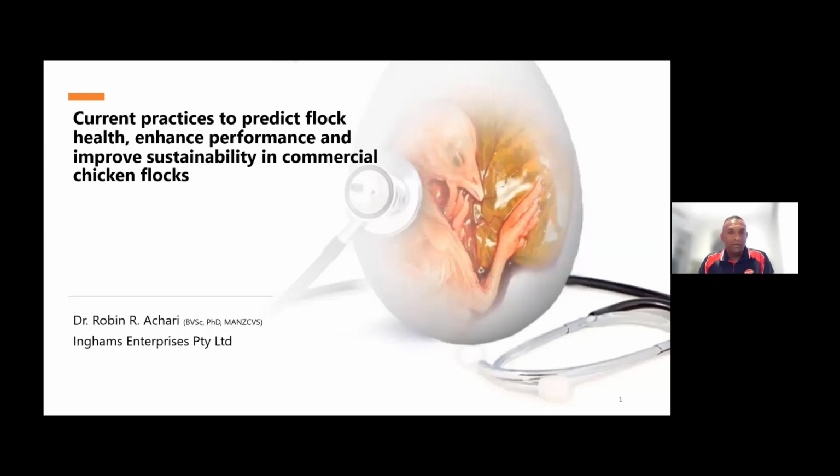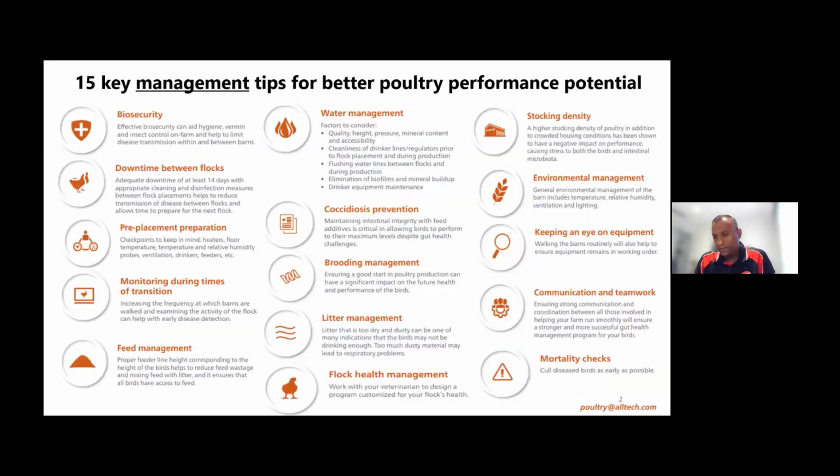Today I'll be talking about the current practices that we can use to predict flock health and work on enhancing performance to have sustainable commercial chicken flocks. The first slide, I've got this, 15 key management tips for poultry performance potential improvements.